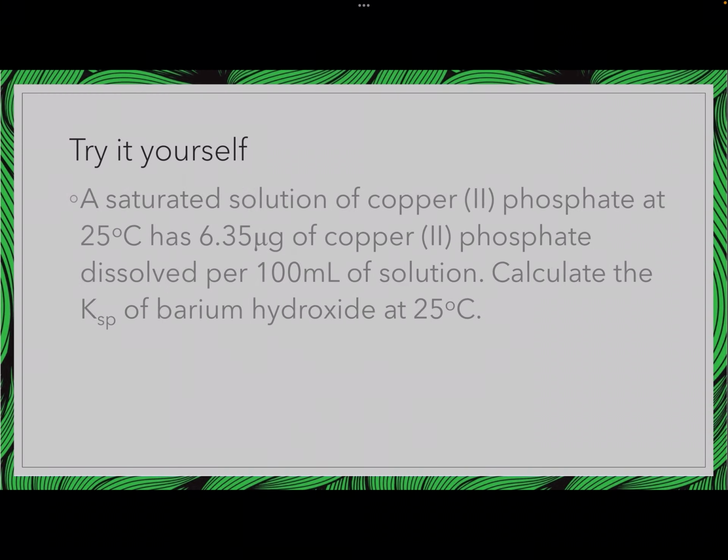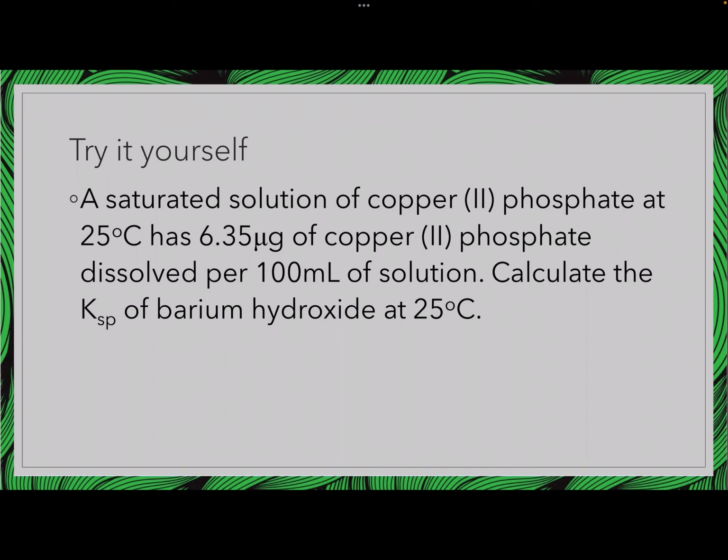Okay, so try it yourself. A saturated solution of copper 2 phosphate at 25 degrees Celsius has 6.35 micrograms of copper 2 phosphate dissolved per 100 mils of solution. So calculate the KSP of copper 2 phosphate at 25 degrees Celsius. Now remember, copper 2 means it's Cu2 plus, phosphate is PO4 3 minus, and that symbol after the 6.35 is micrograms, so micro is 10 to the negative 6. Okay, so pause the video, have a go at that, and we'll go on to the answer in a sec.